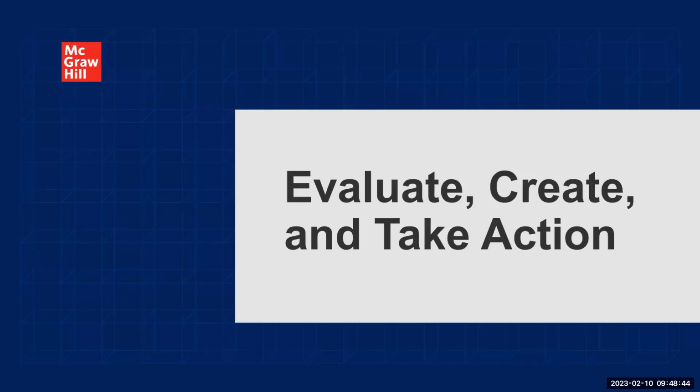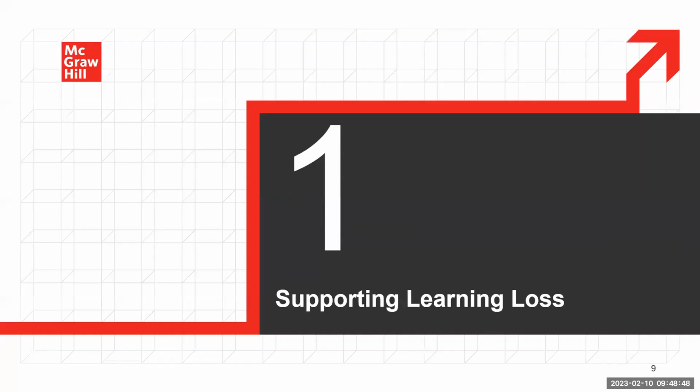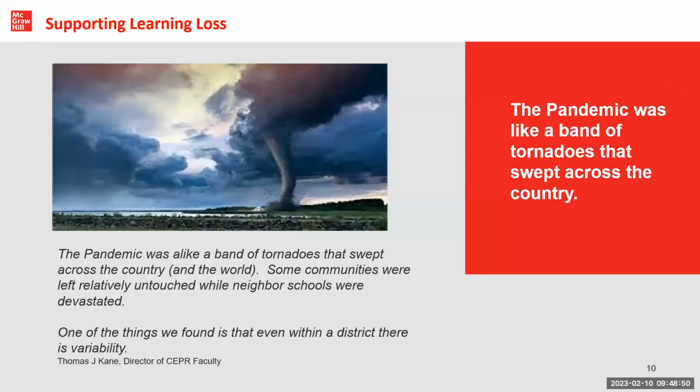It absolutely is. We absolutely have seen that it happens. In the study that was done by the World Bank, the actual aggregation data study, the lead author, Thomas J. Kane, made this statement or analogy. The pandemic was like a band of tornadoes that swept across the country and the world. Some communities were left relatively untouched, while neighbor schools were devastated.